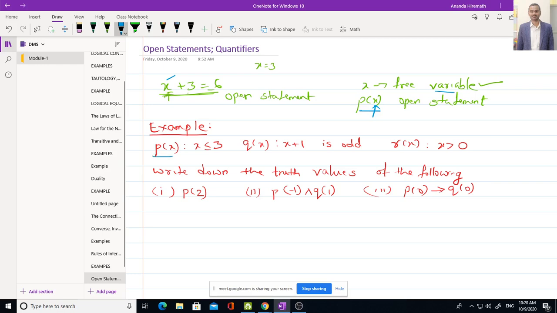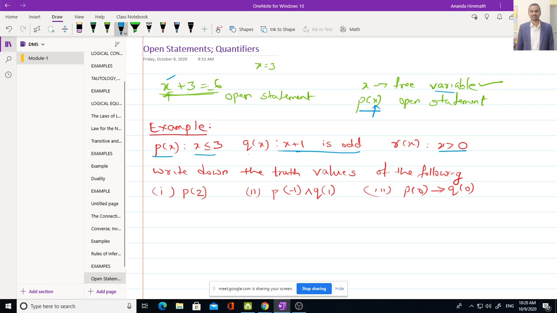Well, now let us consider one example. P of x is x less than or equal to 3. This is one open statement. And one more, q of x is x plus 1 is odd. So this entire thing is the second one. Then the third open statement is r of x, which says that x is greater than 0. Well, these are the three open statements.